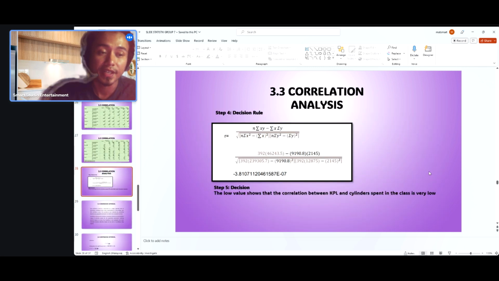Okay, correlation analysis. That's step 4, decision rule. You look at the formula, and we can get the answer, negative 3 from 8107112046181587E-07. Step 5, decision: the low value shows that the correlation between KPL and cylinder in the class is very low.